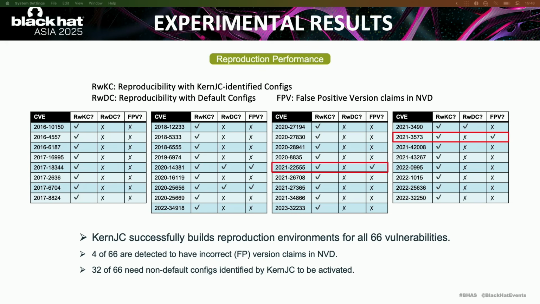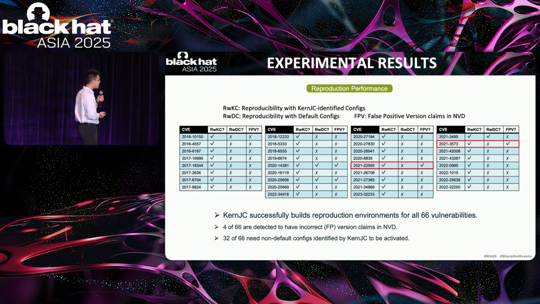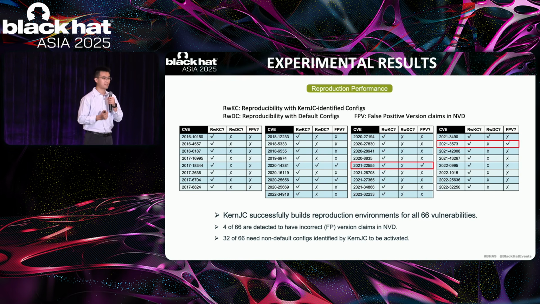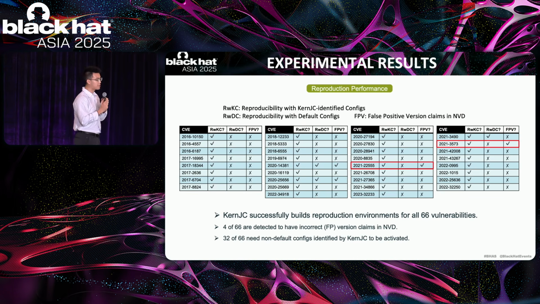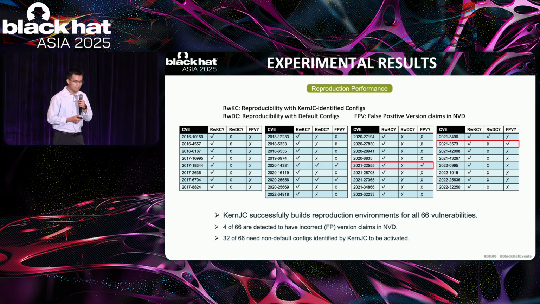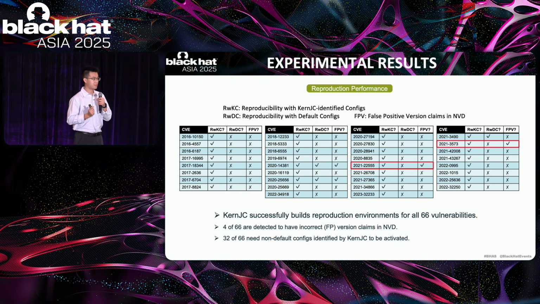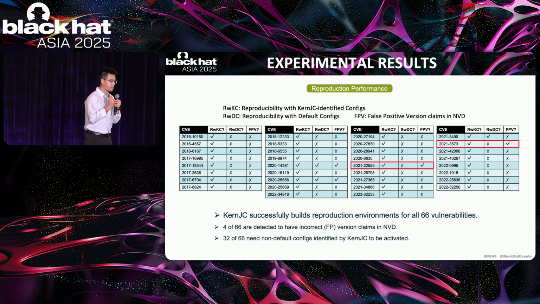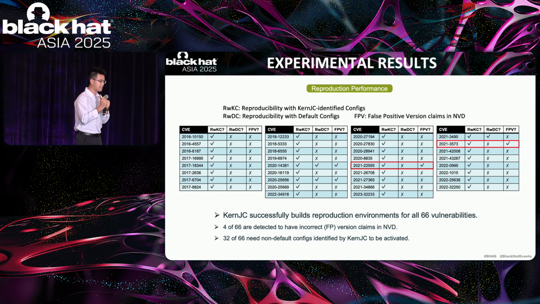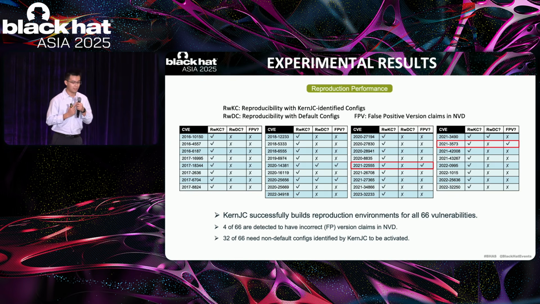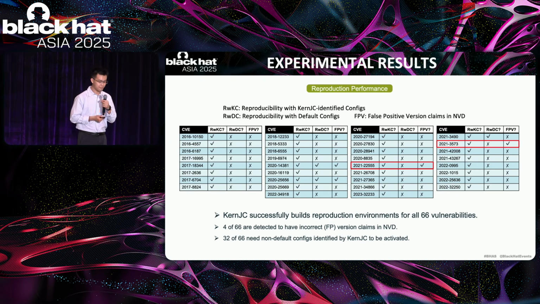Okay, now let's talk about the evaluations. Actually, we prepared a data set of 66 kernel vulnerabilities. And we just run KernJC to build the environment for all of them. And finally, we use the prepared POC to see whether the POC can be run and the vulnerability can be triggered in the target environment.